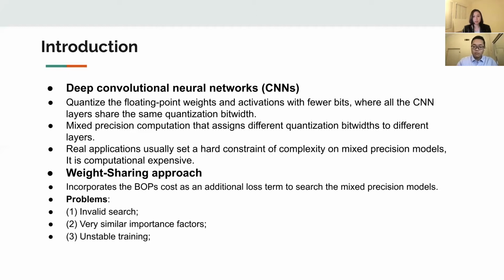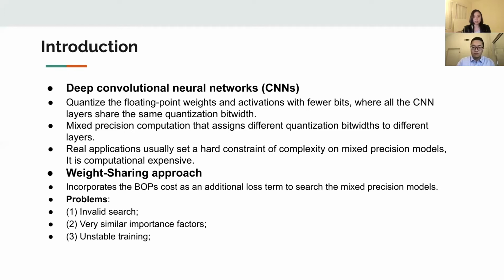However, there are still some problems. The first is invalid search, meaning when the framework seeks a trade-off between accuracy and the bit operation constraint, the process has to repeat many times by trial and error for tuning the BOP cost and loss weight. This process is time-consuming and often leads to suboptimal quantization.